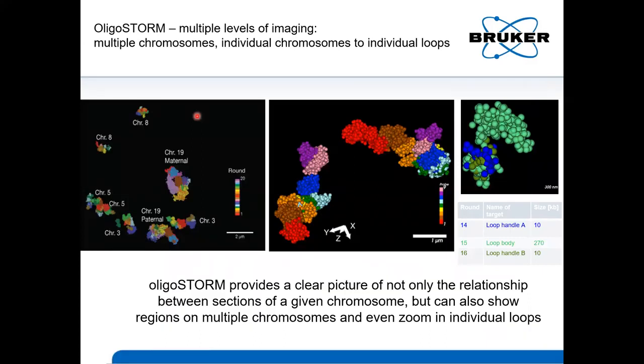Altogether, our system enables you to get images like this, which allows you to perform experiments ranging from collecting data on multiple chromosomes down to visualizing small subfeatures of loops.